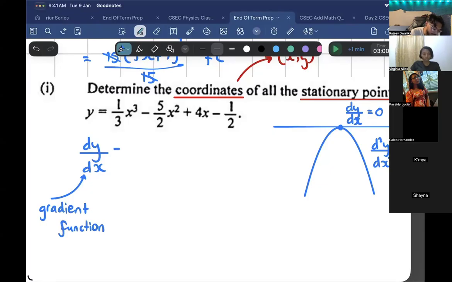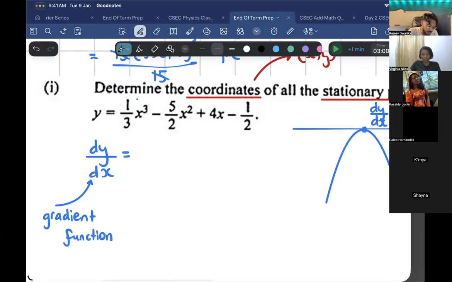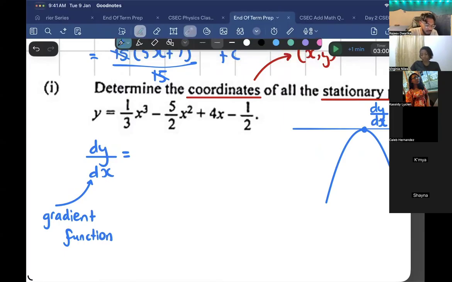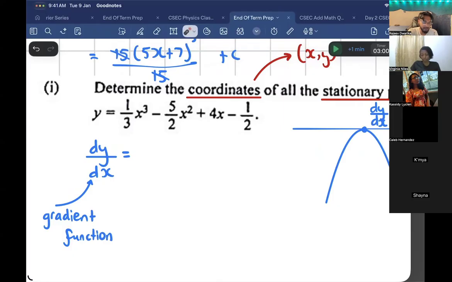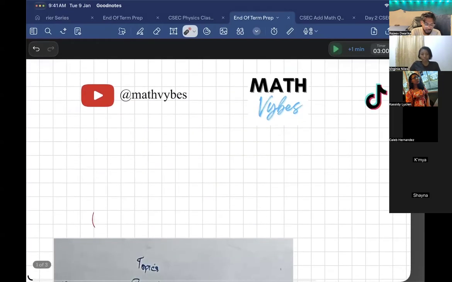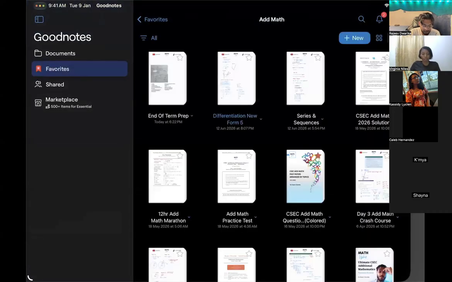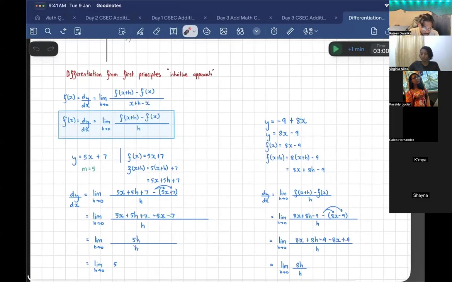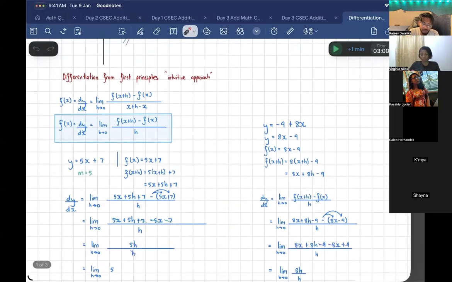Of course, we need to differentiate. Kamaya, let me show you how we're going to differentiate. When you're differentiating, you multiply by the power and then take away one from the power. Remember last class, we looked at the concept behind it, differentiation from first principles.